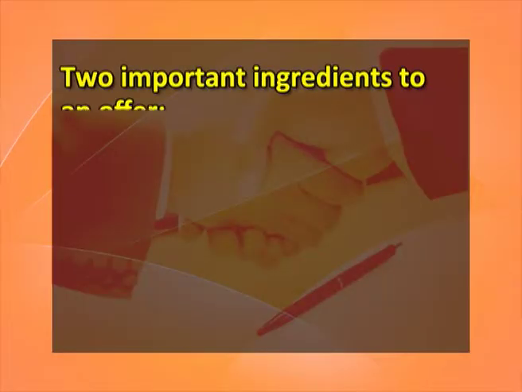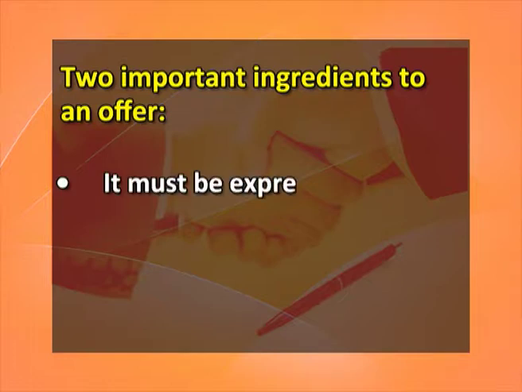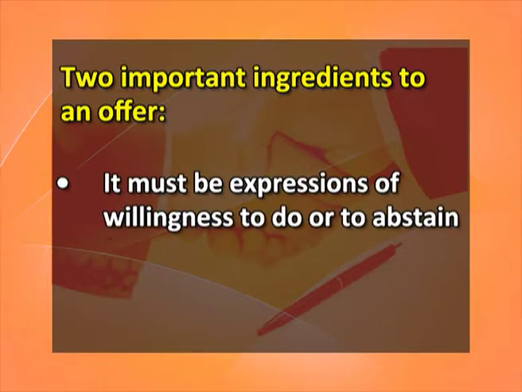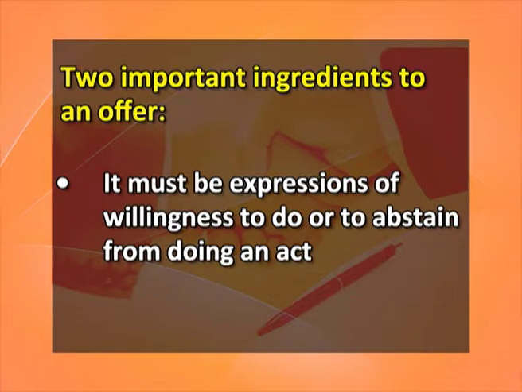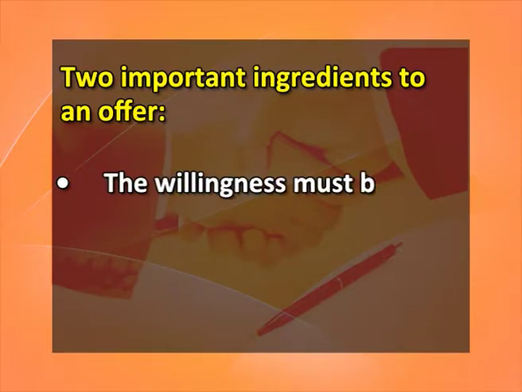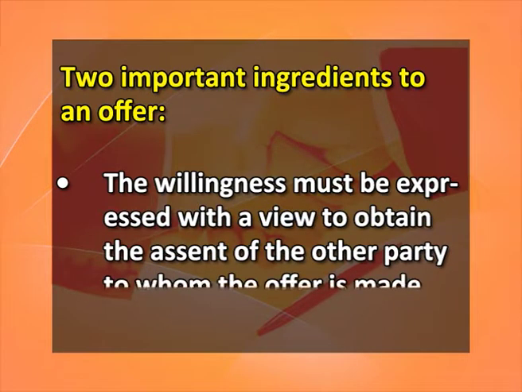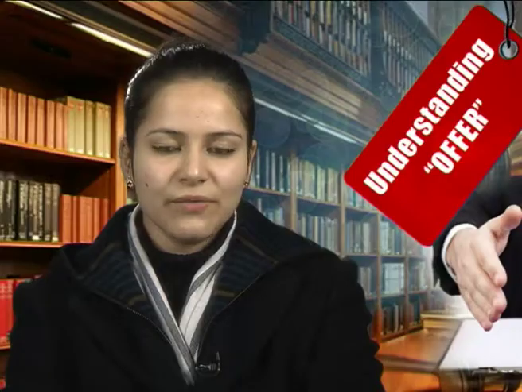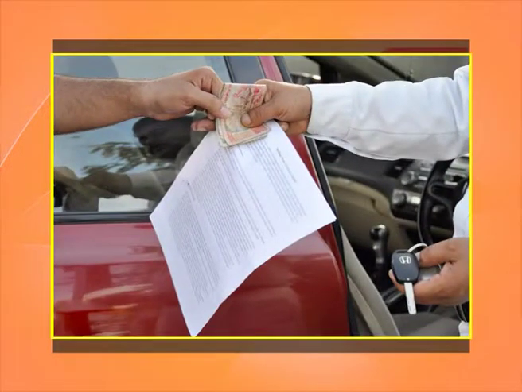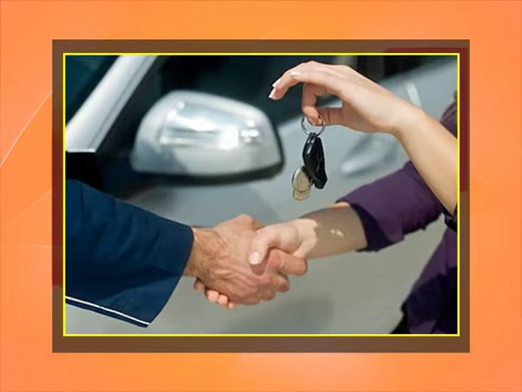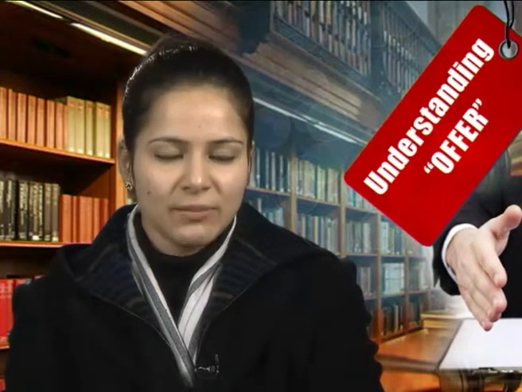Hence, there are two important ingredients to an offer. Firstly, it must be an expression of willingness to do or to abstain from doing an act. Secondly, the willingness must be expressed with a view to obtain the assent of the other party to whom the offer is made. This can be illustrated as follows. Where A offers to sell his car to B, it conveys his willingness to do an act. Through his offer, not only willingness is being conveyed, but also an intention to obtain the assent can be seen.